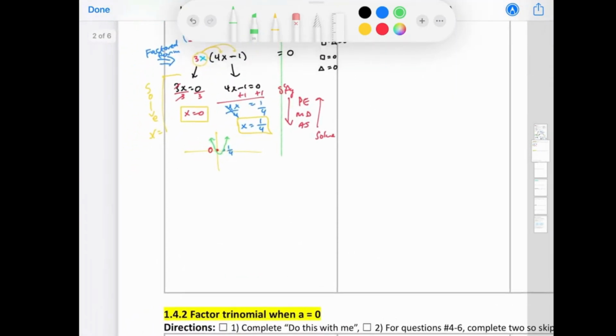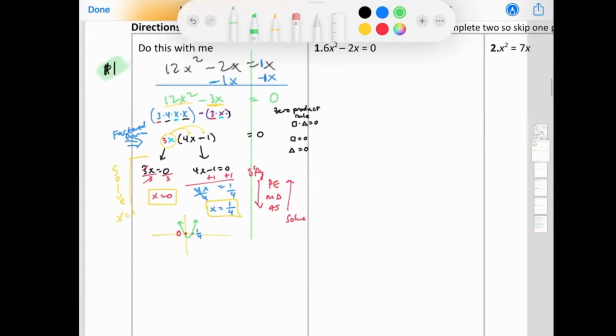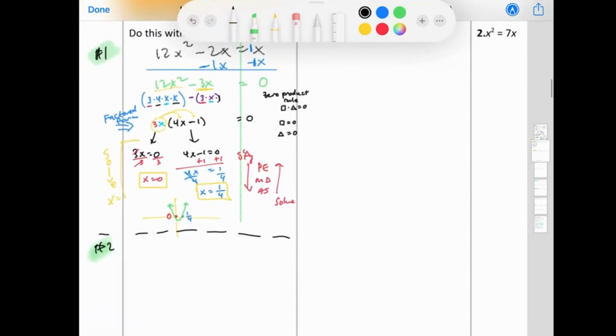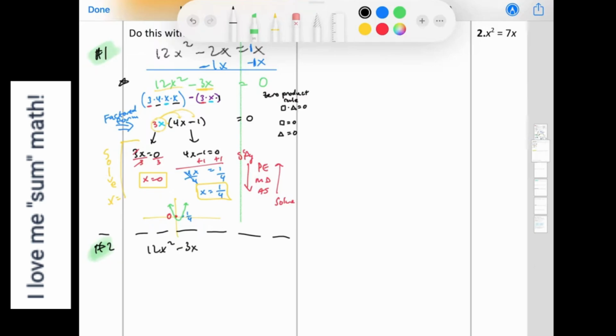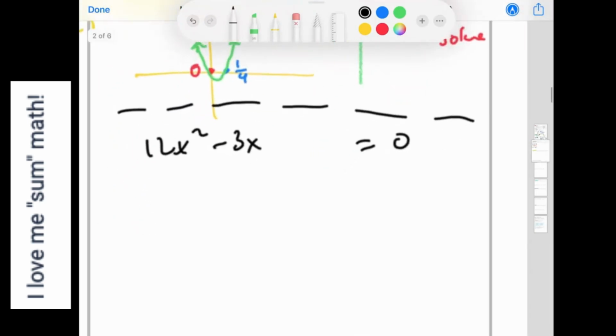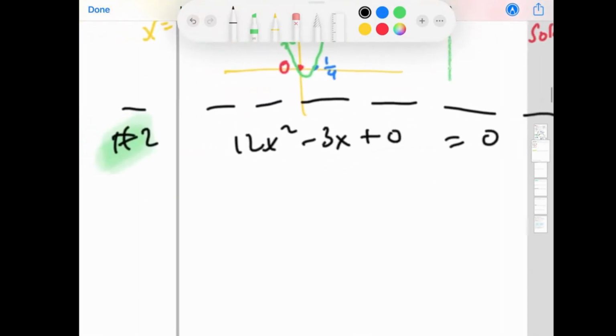Let me show you guys the second one, because this method that I just showed you did not involve the Xbox method, and I just want to show you that the Xbox method works. Okay, so basically we had it down to the second line over here, 12x squared minus 3x. Now if you think about it, you have a plus 0, right? You can always add a 0. Nothing has changed if you add a 0 there.